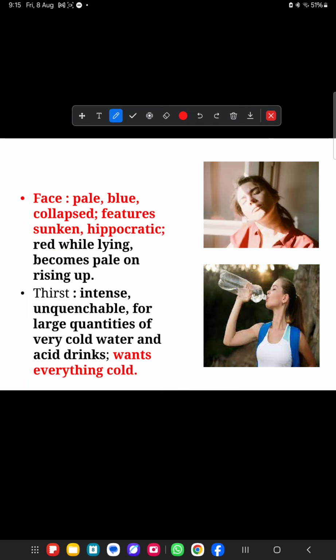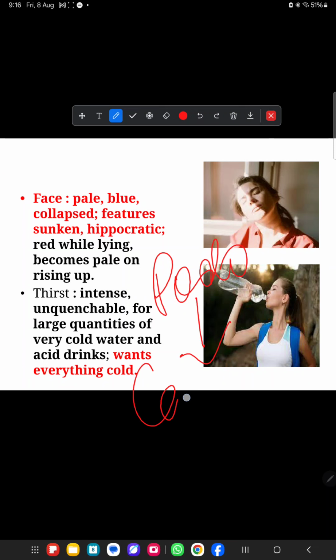Which medicine? Rhus tox, not Restock. That is Podophyllum. And the same symptom you will find in Sencris.